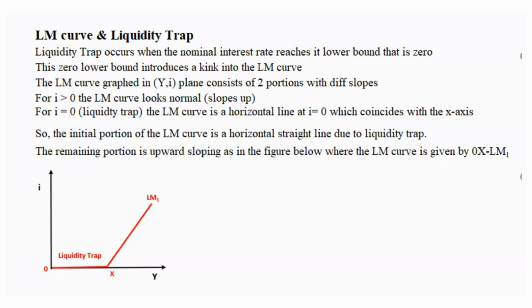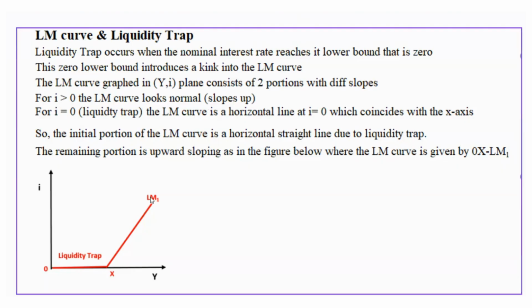We want to look at the LM curve and liquidity trap. Now, we know a liquidity trap occurs when the nominal interest rate reaches its lower bound, which is zero. What this zero lower bound is going to do is introduce a kink into the LM curve. When we graph the LM curve in the y-I plane, with y on the x-axis and I on the y-axis, our LM curve will have two portions with different slopes.